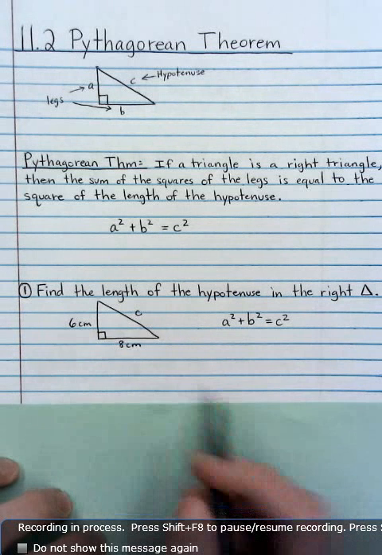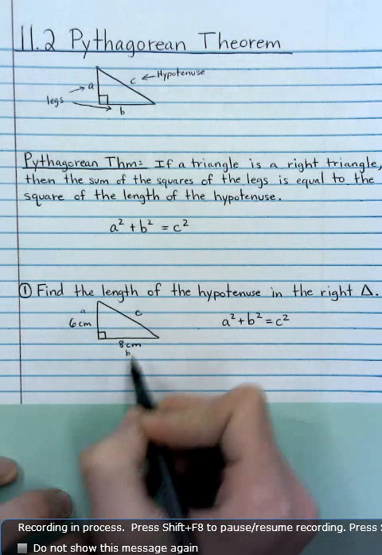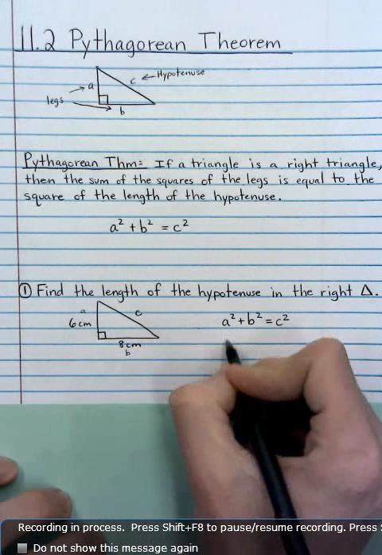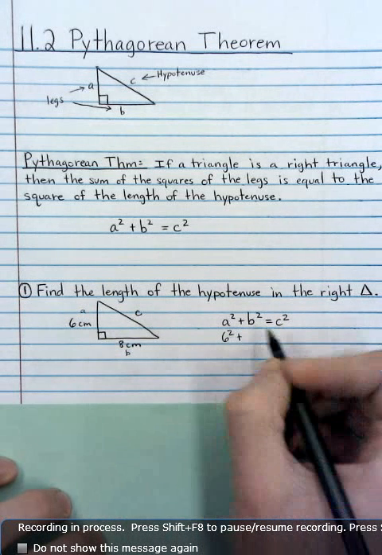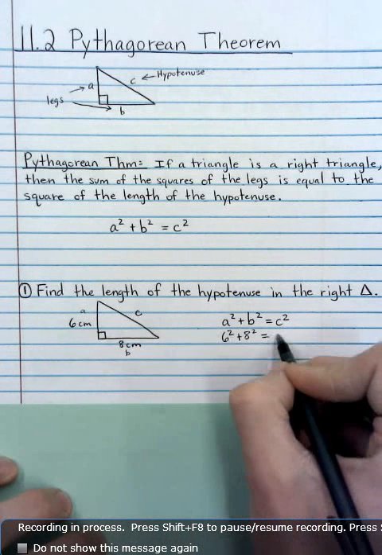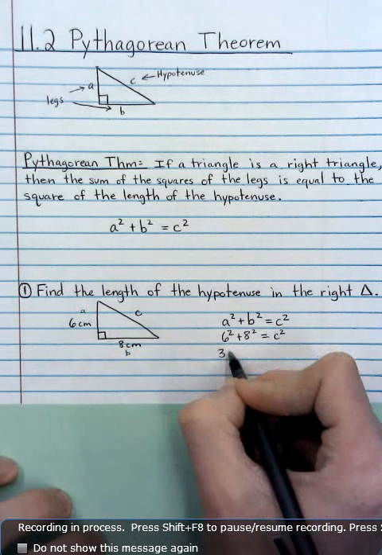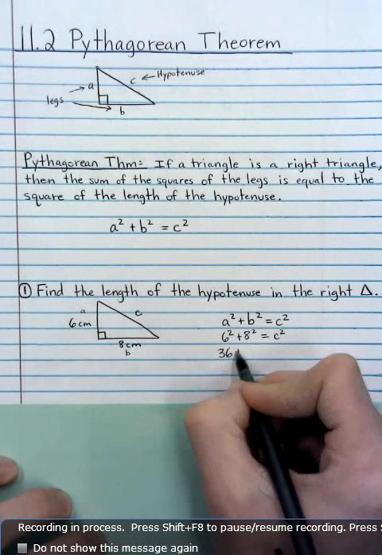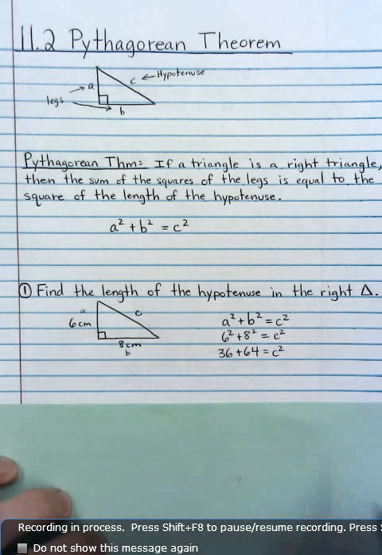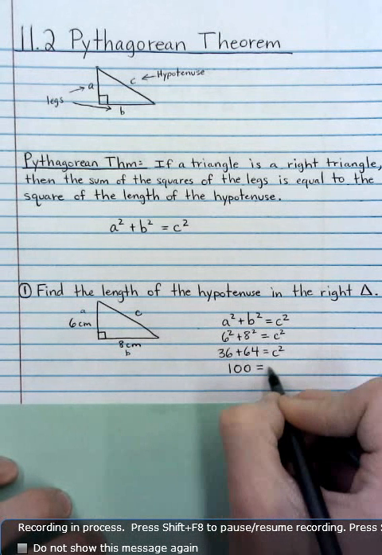And now let's just start plugging in numbers. If you want to name this side right here A and this one B, or the other way around, either way works. So plug in 6 for A and you have 6 squared. Plug in 8 for B and you have 8 squared. And we do not know C, so that remains a variable. Let's continue to solve. 36 plus 64 equals c squared. Good thing you know all your perfect squares. Add those together and we have 100 is equal to c squared.